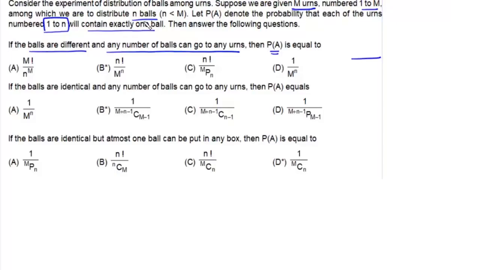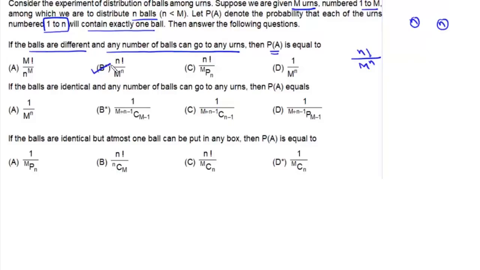For the second ball also, we have m choices. So for all the n balls, we have m choices each. So the total number of possible combinations will be simply m to the power n. Now for this event A to occur, n balls must go into n urns. So basically it is a bijection between the two sets. These n balls can be distributed in n urns in n factorial ways, and the required probability is n factorial upon m to the power n, and that's your option B.